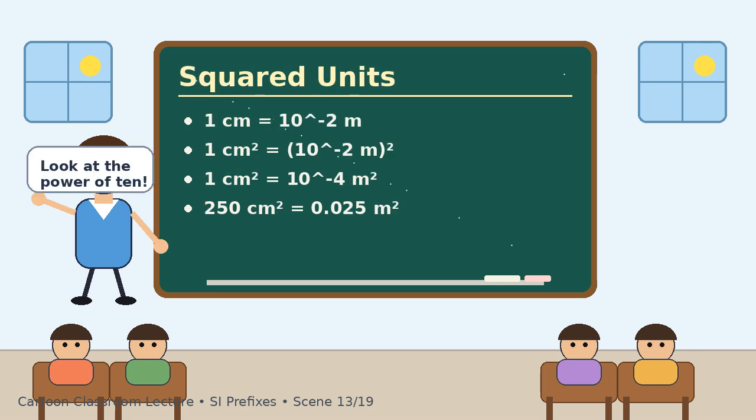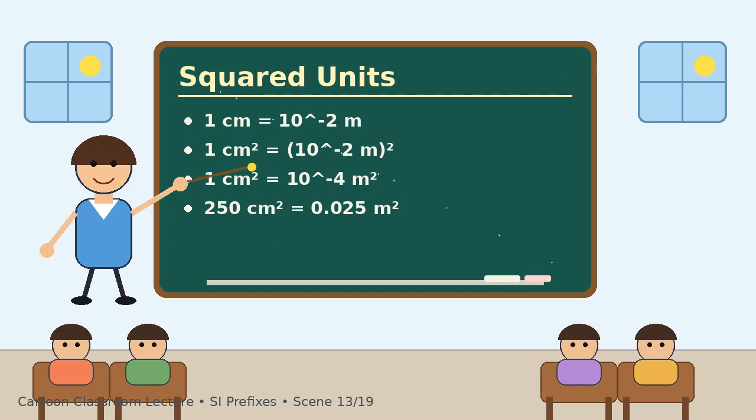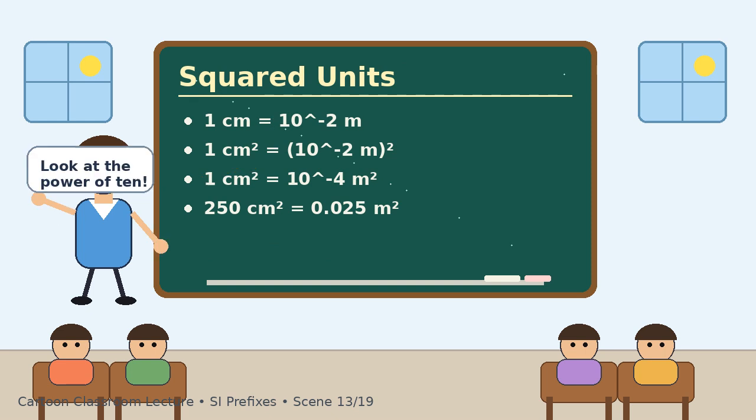Special care is required when a prefix unit is squared. 1 centimeter is 10 to the power minus 2 meters. Therefore, 1 square centimeter is 10 to the power minus 2, squared, square meters. This gives 10 to the power minus 4 square meters. For example, 250 square centimeters equals 0.025 square meters.